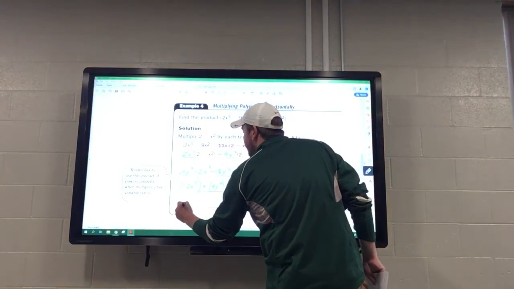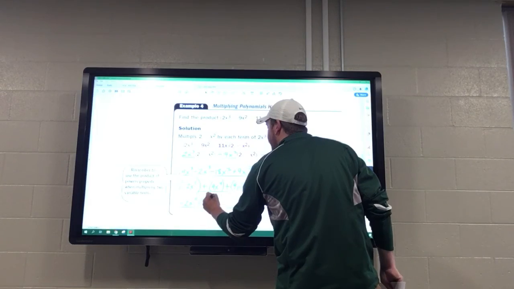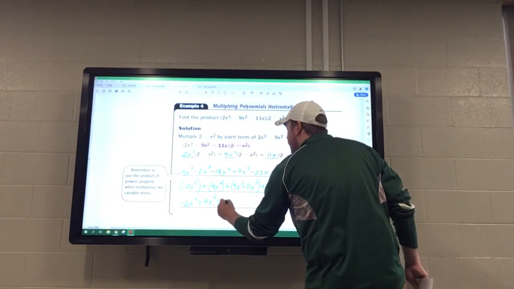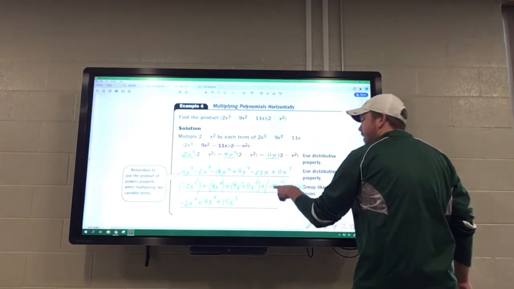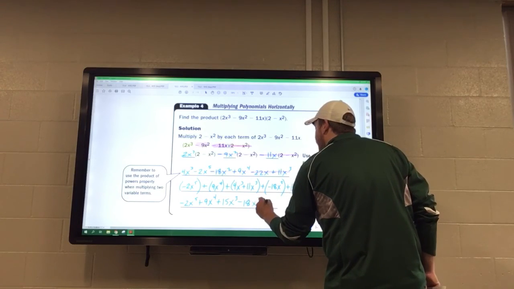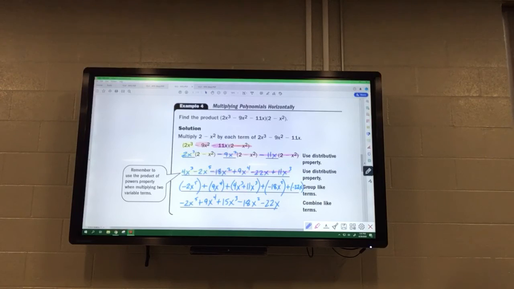Negative 2x to the fifth combines with nothing. 9x to the fourth combines with nothing. 4x cubed plus 11x cubed is 15x cubed. Negative 18x squared combines with nothing. And negative 22x combines with nothing. So our final answer is negative 2x to the fifth plus 9x to the fourth plus 15x cubed minus 18x squared minus 22x. So that would be how we multiply horizontally.